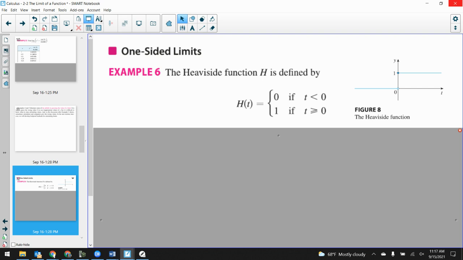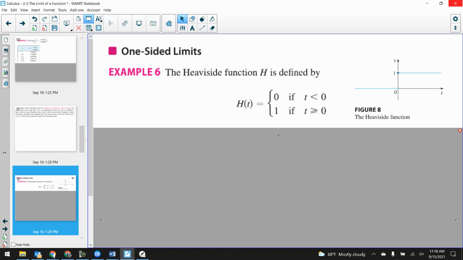What about going from the positive end? Well, what's the value of the function at 1? 1. What's the value of the function at 0.5? 1. At 0.25? At 0.1? At 0.0001? It's all 1. So the value of the limit going from the right side is 1.